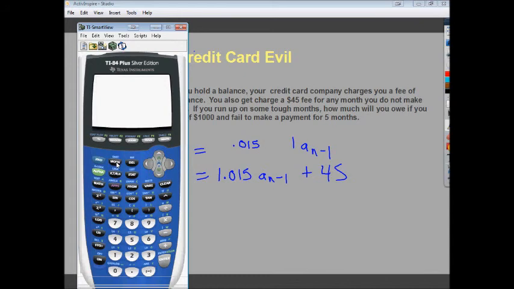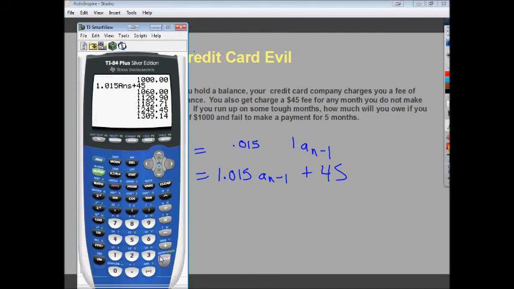From here, my initial amount of money that I owe is $1,000. So I'm going to do $1,000, and I need to convert it into the mode form, so hit enter. From here, I can take that number and do 1.015, go into second, down to answer, and then it uses the 1,000 really, and then I can add 45 to it. That's how much I owe after the first month, second month, third month, fourth month, fifth month.